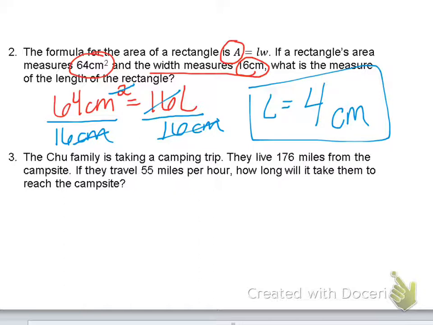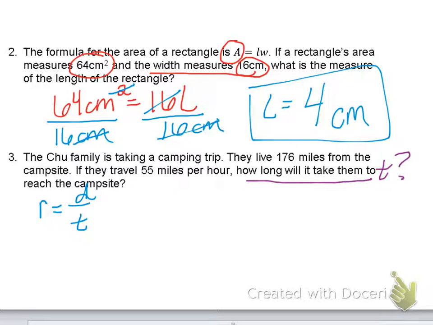The last problem, the Chu family is taking a camping trip. They live 176 miles from the campsite. If they travel 55 miles per hour, how long will it take them to reach the campsite? Okay, we're going to start with this one. We have a rate of distance over time, which is miles per hour. What we're looking for is how long it will take, which is time. So that's the question, is time.